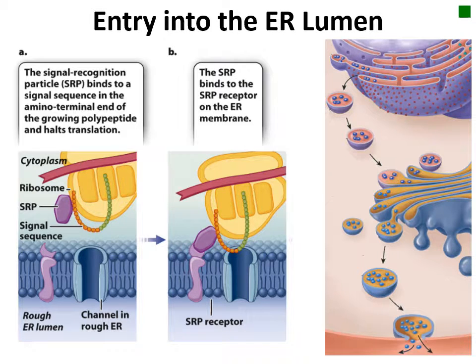Proteins destined to enter the endomembrane system contain an amino terminal sequence recognized by a protein called the signal recognition protein, or SRP. This causes the ribosome to pause in its translation and bind to the rough endoplasmic reticulum.